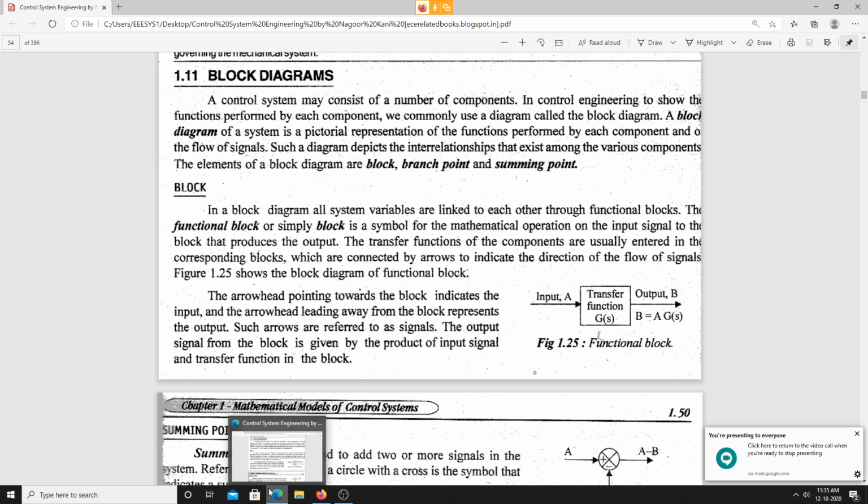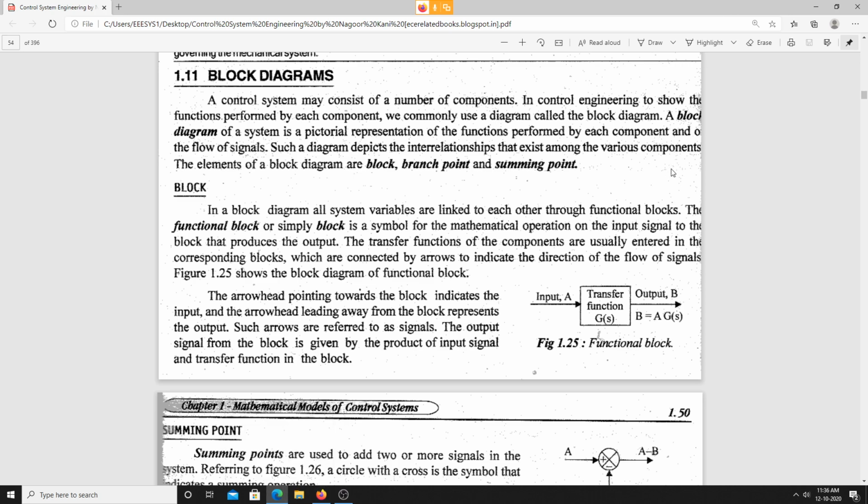When we are drawing the block diagram of a physical system, some elements are required. One is a block, another is a branch point, and another is a summing point. Is it clear? In this block diagram, all the system variables are linked to each other through functional blocks.